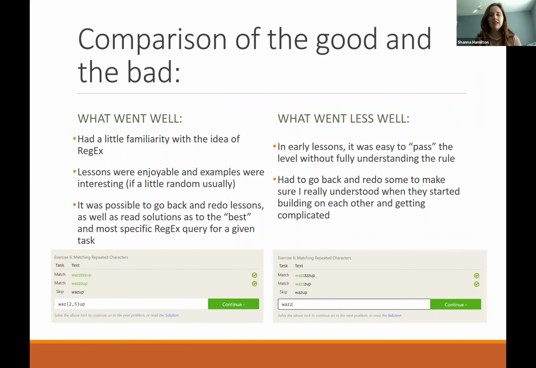So to compare the good and the bad of what I learned from doing this project, some of the things that went really well. One of the things that kept me really excited was that I had a little bit of familiarity with the idea of RegEx just from corpus linguistics classes and things like that. I didn't know a lot about how they worked. That's what interested me in doing this project, and that initial interest really helped me move along in this project. The lessons were also really enjoyable.